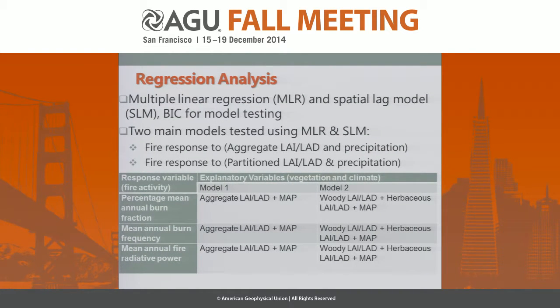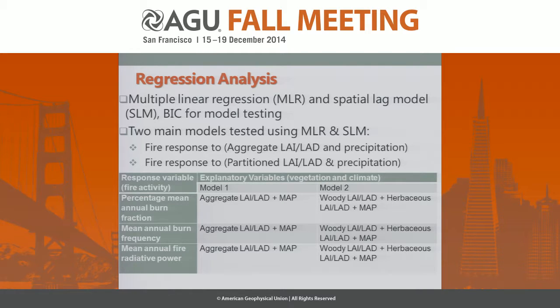In the regression analysis, I'm using MLR, as I mentioned earlier, and a spatial lag model. To test the performance of our models, we were using Bayesian information criteria. Therefore, we applied 2 models, where in one, we used fire response to the aggregate leaf area index, leaf area duration and precipitation, whereas in the second, we wanted to explore how fire responds to the various components of vegetation, and these are the herbaceous and woody layer.